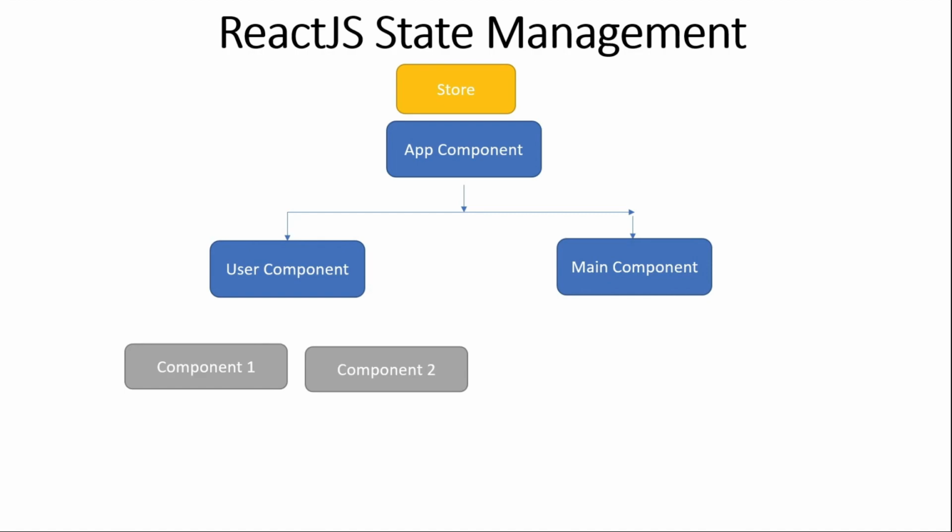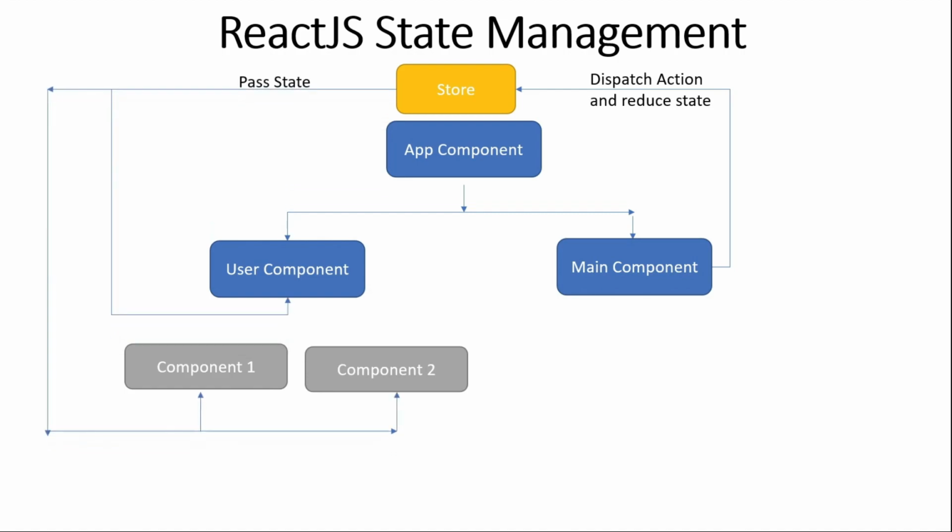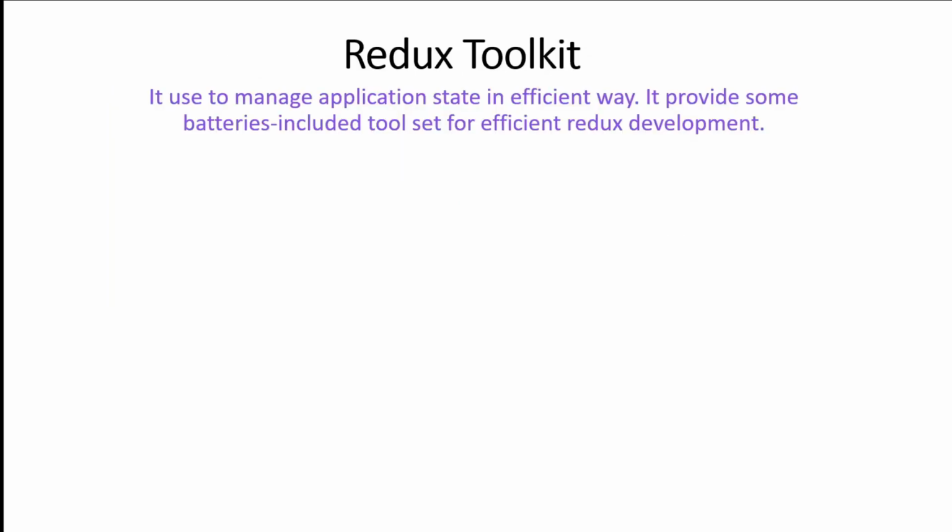Now if we wanted to change something in the user component from the main component, then we will dispatch an action, then change the state in the reducer, and then we pass the state to all components interested. So this is all about what is Redux and why we use Redux in React.js. Now let's understand what is Redux Toolkit.